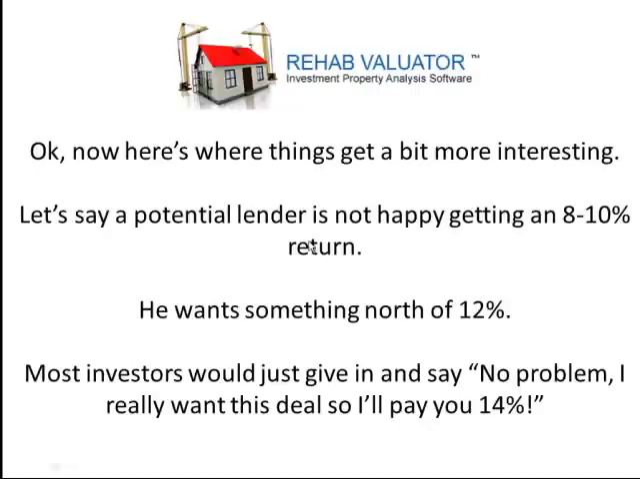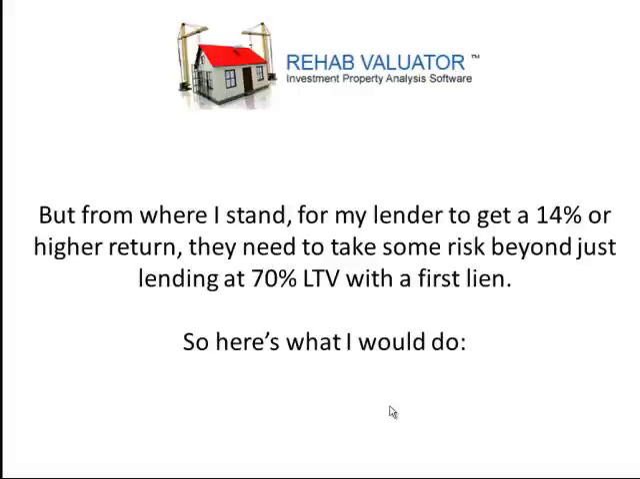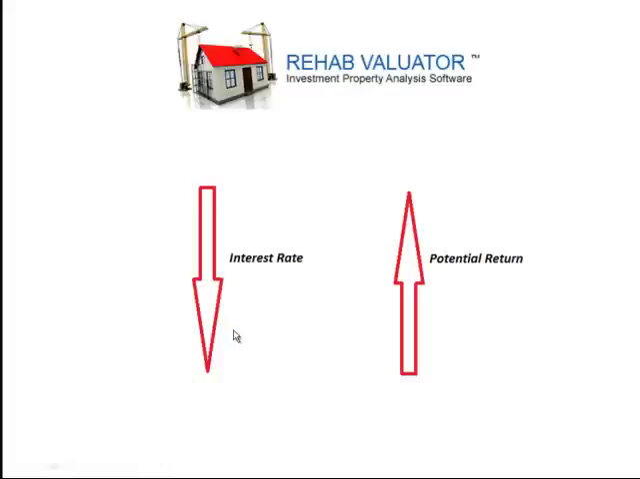So now here's where things get a bit more interesting. Let's say a potential lender is not happy getting an 8 or a 10 or 12% return. Let's say he wants something north of 12%. Most investors would just give in and say, no problem, I really want this deal, so I'll pay you 14% or I'll pay you 16%. I really want to do this deal. But from where I stand, for my lender to get a 14% or higher return, they need to take some risk beyond just lending at 70% loan to value with the first lien. So here's what I would do. I would actually decrease their interest rate, but increase their potential return.